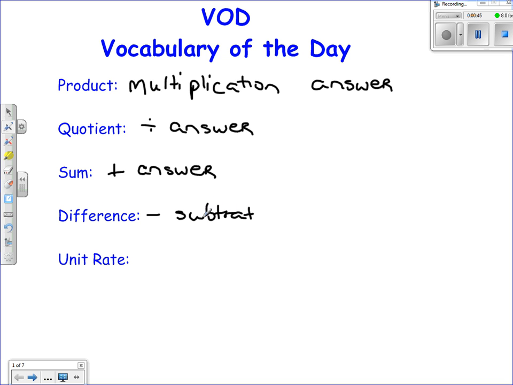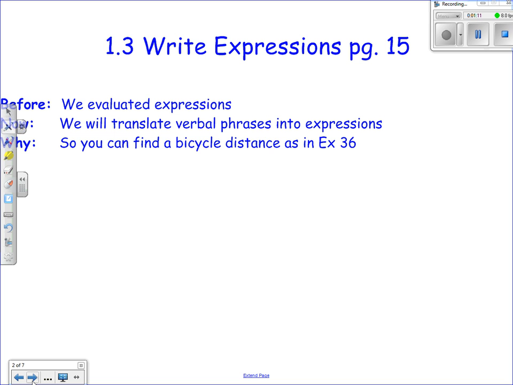Unit rate, oops, didn't spell so well there, so let's try that again. Sorry, guys. So here we go. Subtraction is difference. So unit rate is per one. It might be the cost of one. It might be how many items are in one box. But we want to take it down to its simplest form. How many per one?